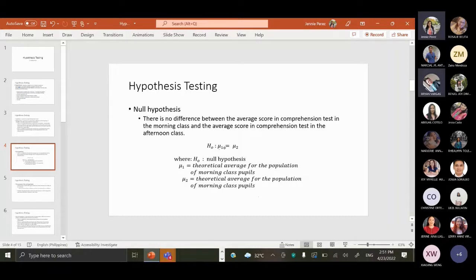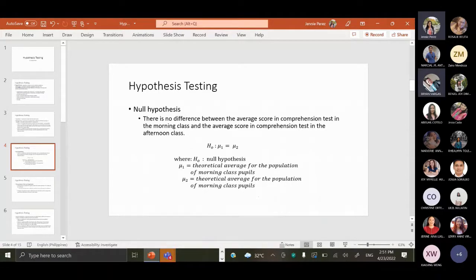Okay? The mu, this Greek letter mu, stands for the mean, the average of the population. Because when we are talking about the sample, our term there is S, or X bar. So mu1 refers to the population mean of morning people, and the population mean of the afternoon people are equal. That is why you can see there is an equal sign.